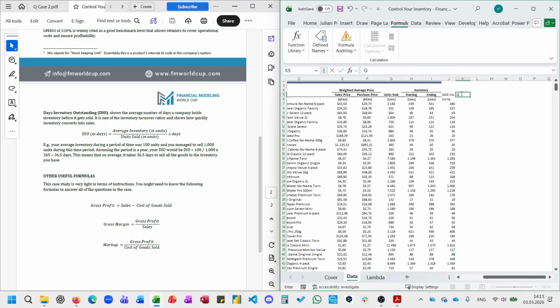Then gross profit per unit, and in total terms: sales minus purchase price, and here this times the number of units sold.